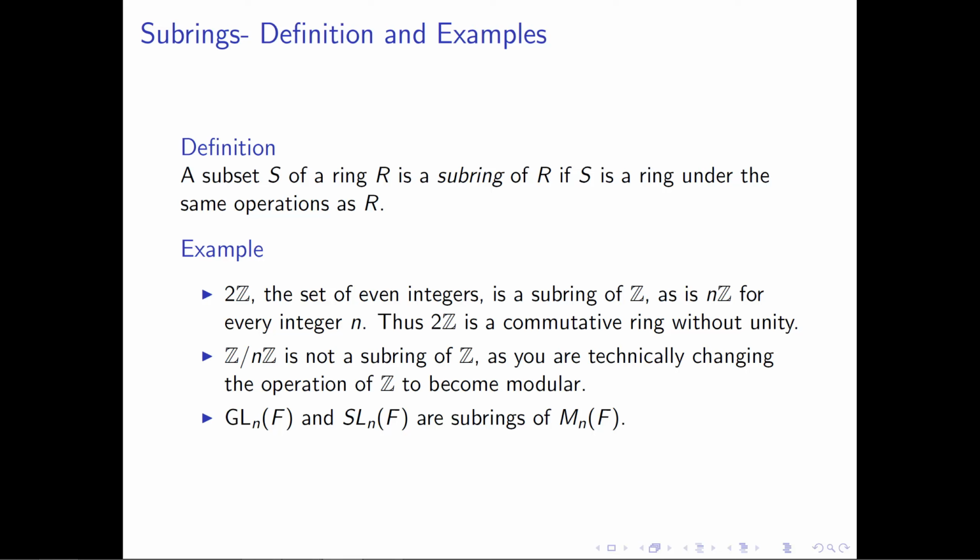Another real example is if we take GL_n(F) and SL_n(F). These happen to form subrings of M_n(F), where, if you'll remember or look up, GL_n(F) means the general linear group of n by n matrices with entries in F, and SL_n(F) means the special linear group of n by n matrices with entries in F. Remember that F can change back and forth between perhaps the integers mod n, rational numbers, real numbers, complex numbers.